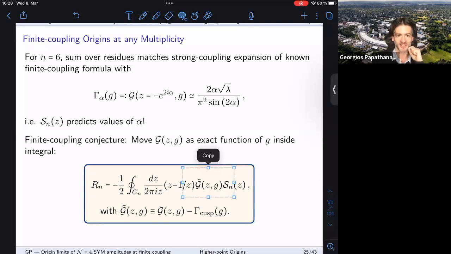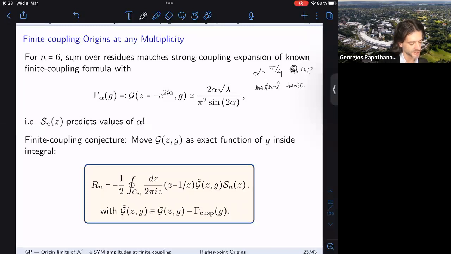One cool thing about this generalized, tilted cusp anomalous dimension is that the value at alpha equals pi over four, sorry, the cusp obeys the principle of maximal transcendentality, which means that the most complicated part of gamma pi over four in QCD equals gamma of pi over four in N equals four. So it would be really interesting to see if there are other quantities that also obey this principle of maximal transcendentality for other values of alpha.